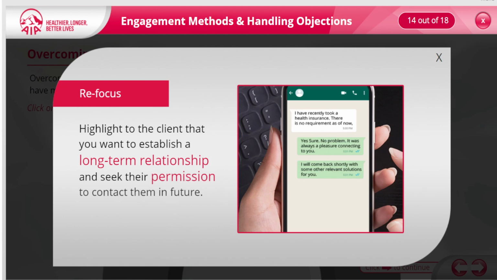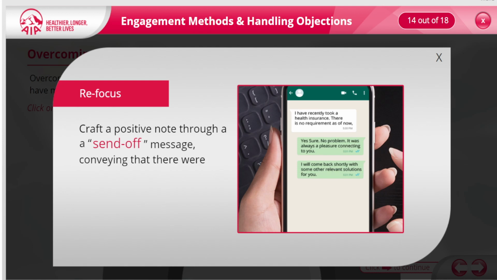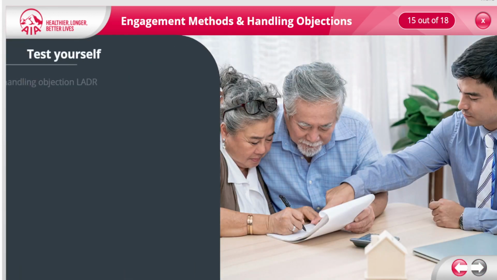Seek their permission to continue the conversation at a later date. To leave the interaction on a positive note, you might want to craft a well-thought-through send-off message that will leave the person feeling that there were no hard feelings and that you'd still love to continue keeping in touch with them. Time to test yourself.